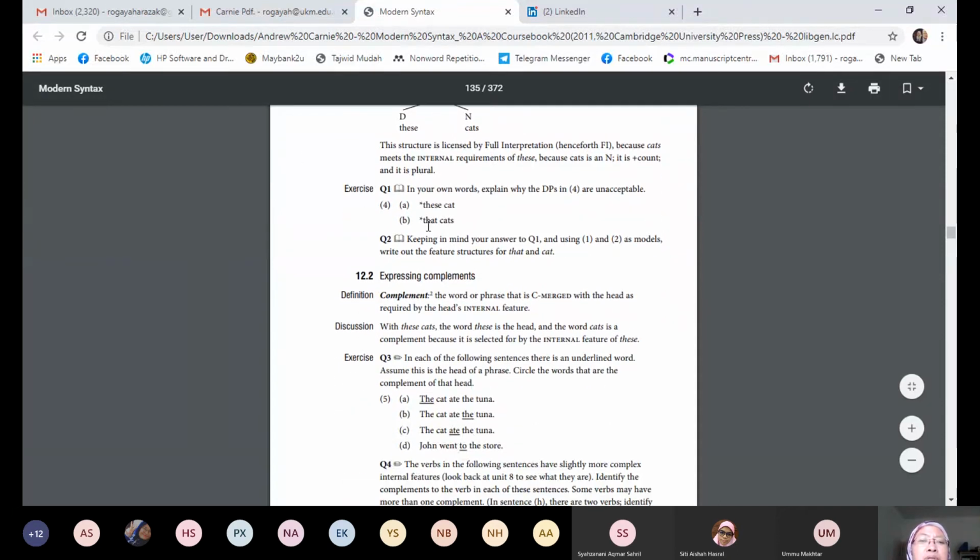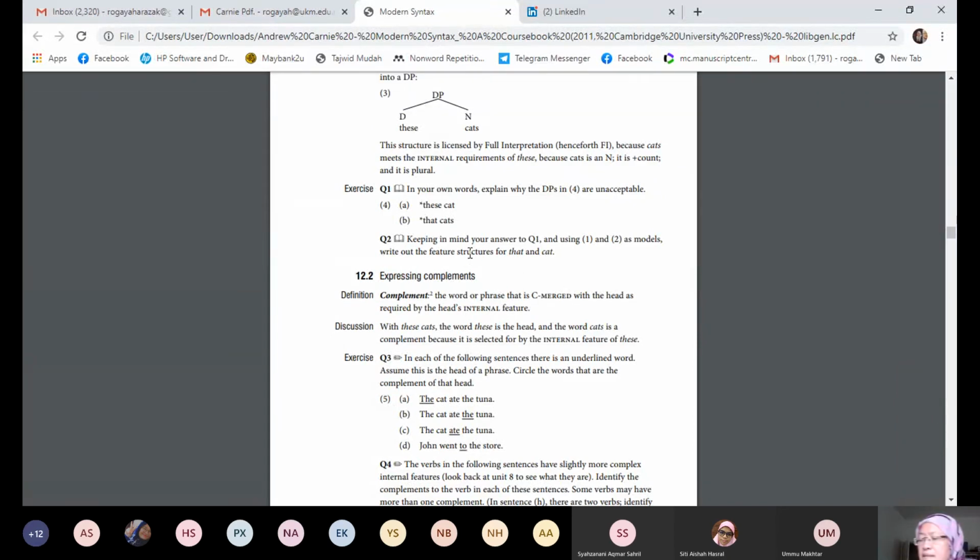Okay, then we look at exercise 1. In your own words, explain why the DPs in 4 are unacceptable. So then we have this cats, that cats. Why is it ungrammatical? Someone wanna have a guess? Aside from Umu, who always answers, which is good, but I need to listen to other people. Let me listen to Tang.